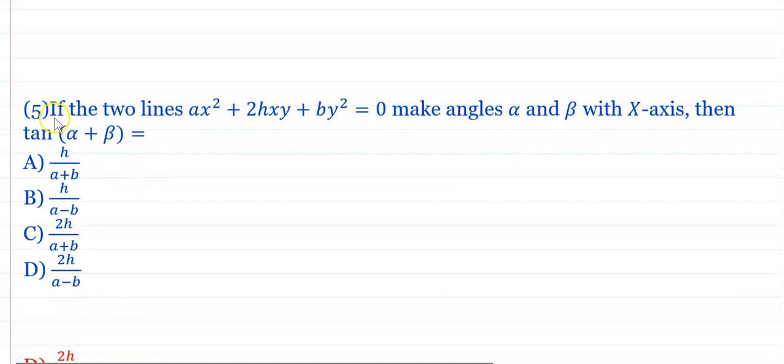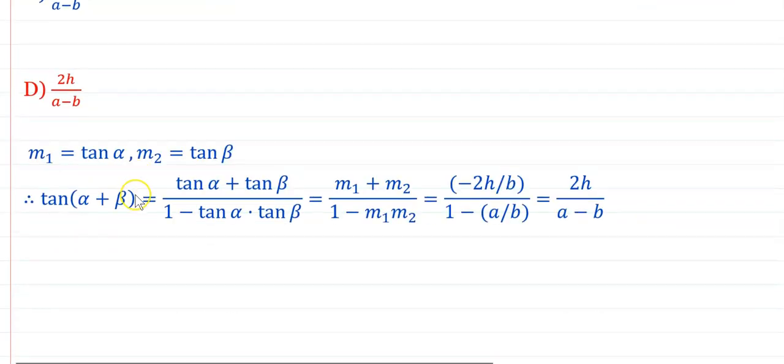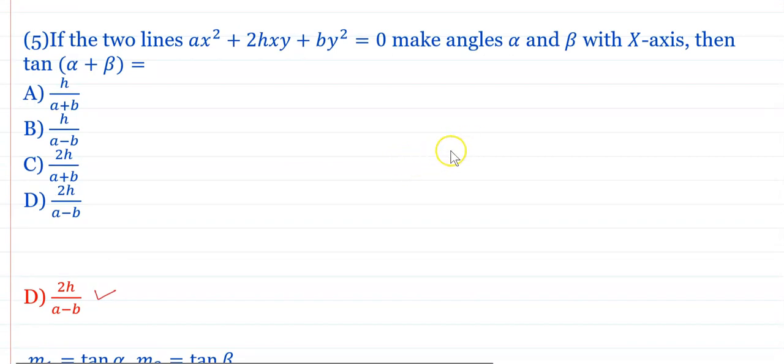Next, if the two lines ax square plus 2hxy plus by square is equal to 0 make angles alpha and beta with the x-axis, then tan of alpha plus beta is equal to. Okay. Option D is the correct one. Now see this here. The two lines make angles alpha and beta in the positive direction of the x-axis, means what?